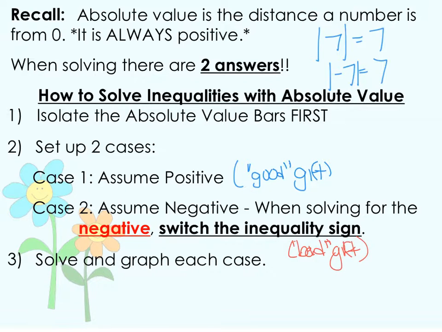So when we assume that negative situation, there's something important that we have to do. When we take this second case here, when we did it earlier in the school year, all we did was change the number on the other side of the equal sign to a negative. Same thing here. When solving for the negative one, we have to make the number be negative, and we have to switch the inequality sign. So I'll show you what that means. So you have to do this. This is a big thing to remember that students need to do. A lot of students remember the first part. They will forget this second part here. Okay?